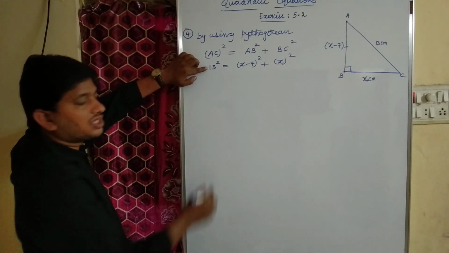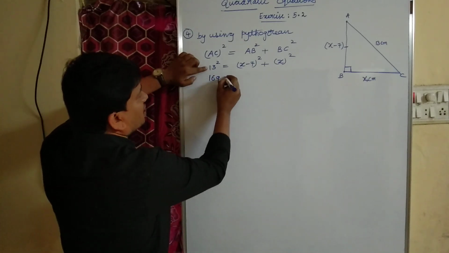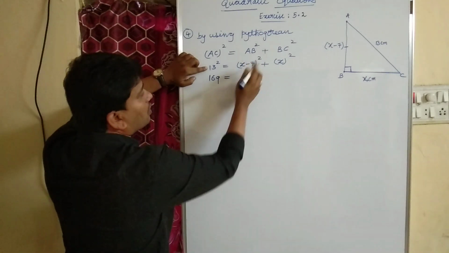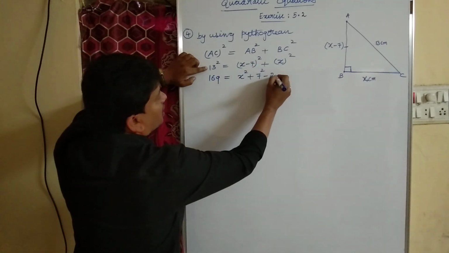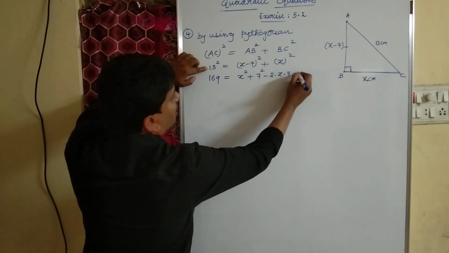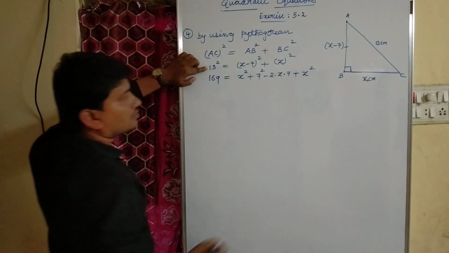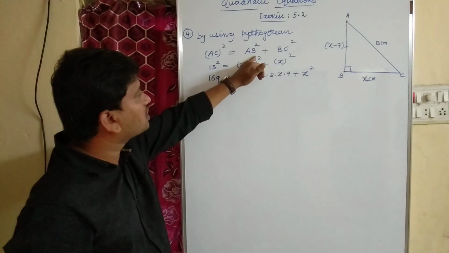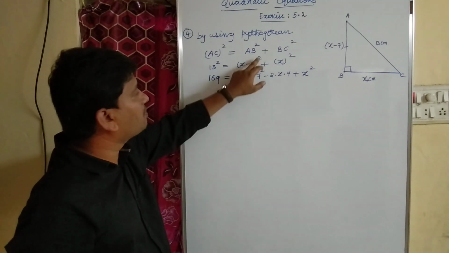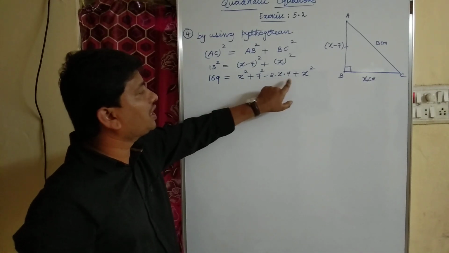So 13 square how much, children? 13 square is 169 equal to a minus b whole square, a square plus b square minus 2 into a into b, plus x square. Children, did you understand? a minus b whole square is a square plus b square minus 2 into a into b.